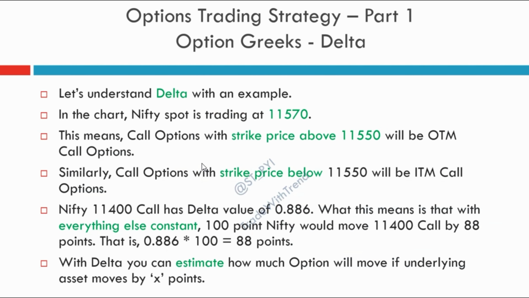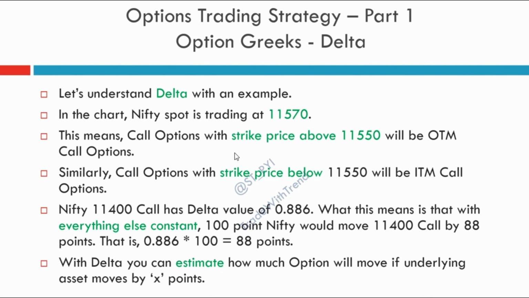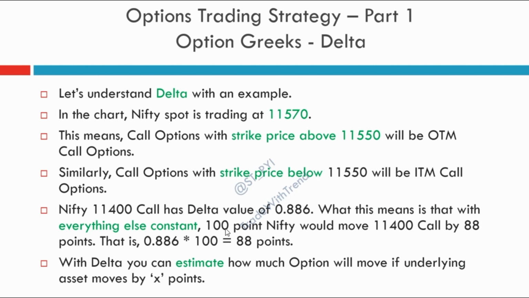So what does this value mean now? What this means is that with everything else constant, 100-point movement in Nifty, that is the underlying asset. Remember, delta measures the rate of change of price of option with rate of change of price of underlying asset. That is Nifty in this case. So with 100-point movement of Nifty, 11,400 call would move by 88 points. Why 88 points? Because you take the delta value of 0.886 and you multiply it by 100-point Nifty movement, because that is what we are trying to measure.